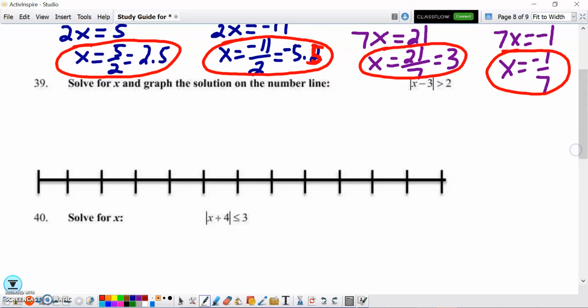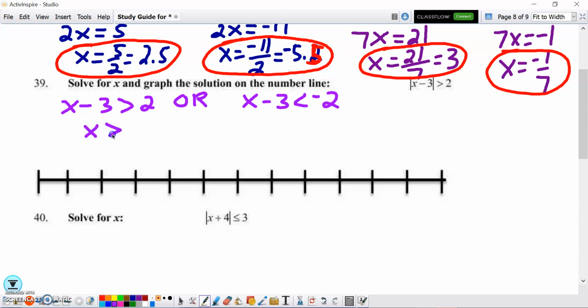Number 39. Solve and graph the solution on the number line. All right, so again, we have to make two problems. We say x minus 3 is greater than 2. Now remember, ladies and gentlemen, this is an OR situation because the inequality is greater than, and then the other is x minus 3 is less than negative 2. All right, add 3, we get x is bigger than 5, or add 3, x is less than 1.